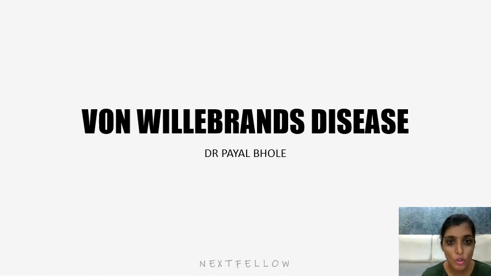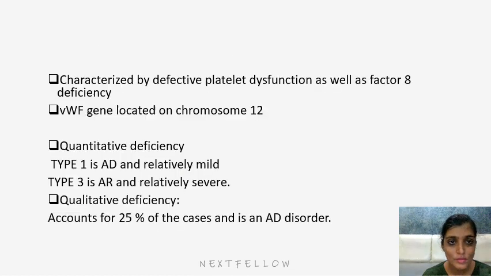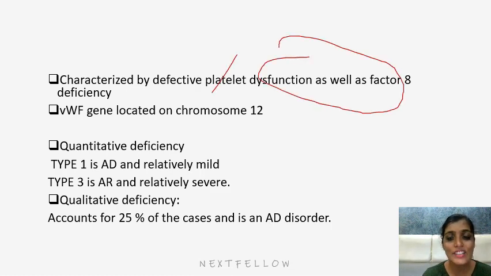Coming to a very important topic, which is von Willebrand's disease. Von Willebrand disease is characterized by defective platelet function as well as factor VIII deficiency. The von Willebrand gene is located on chromosome 12. This is an important MCQ.